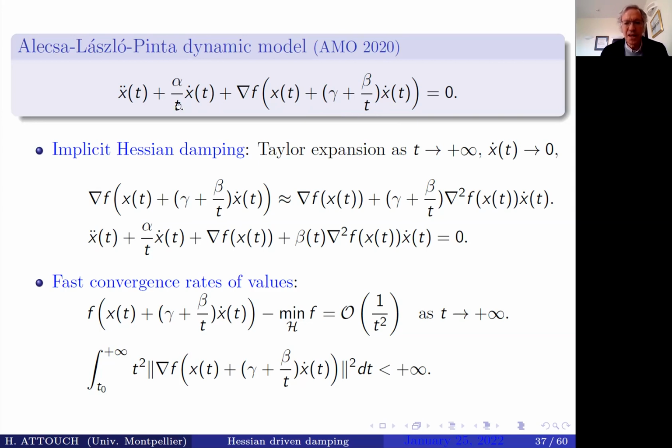you see that the variation appears through the implicit form. So in my opinion, this is the dynamic which is naturally linked to Nesterov. If you forget about this term, you have the suboptimal descent. I think that this form is right. That's what we call the implicitation, because if you do a Taylor expansion of this, x dot goes to 0, so you obtain exactly this form. This is the work of Adesca, Laszlo, and Pinta. You also have the same type of fast convergence of the gradient.